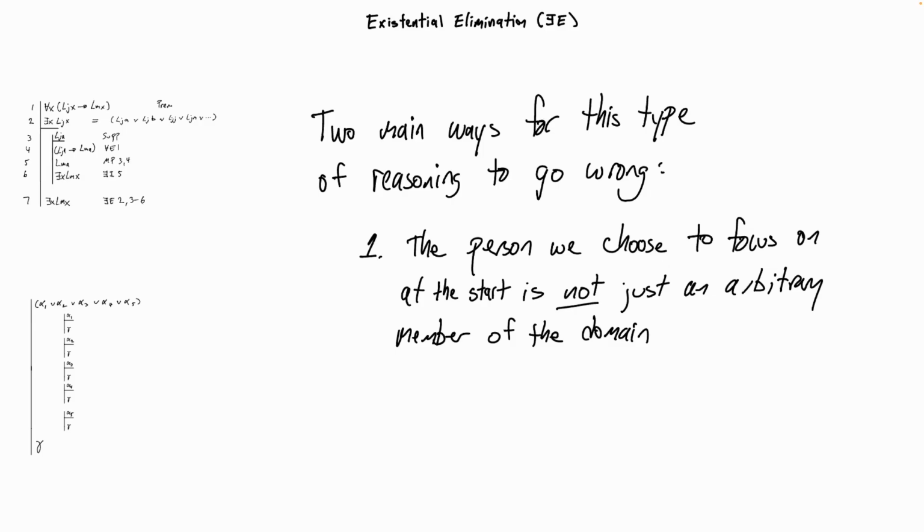Now, there are two main ways for this type of reasoning to go wrong. The first is that the person we choose to focus on at the start, in our example we chose Alex, is not just an arbitrary member of the domain, and so the conclusion that we ultimately reach is not a conclusion that we could have reached no matter whom we had chosen. Let me illustrate with some examples.